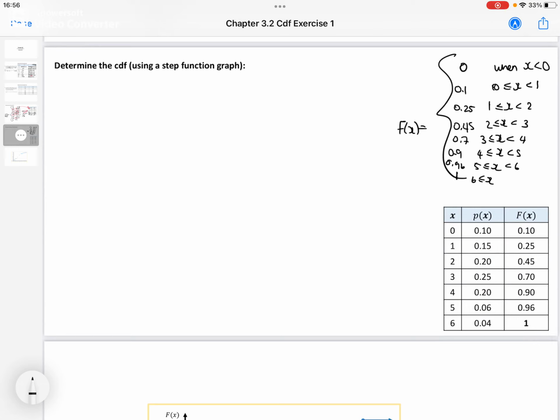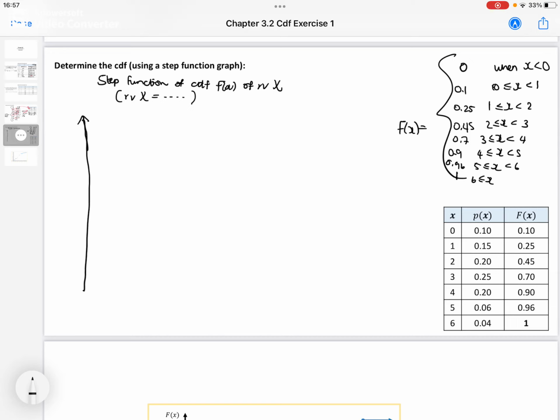Alright, so we can use the formula to actually help us draw the step function. Before you draw your graph, obviously you need a title. So you can give your graph a title, CDF F(x) of random variable X, where random variable X denotes the number of telephone lines that are in use at a specific time or hour.